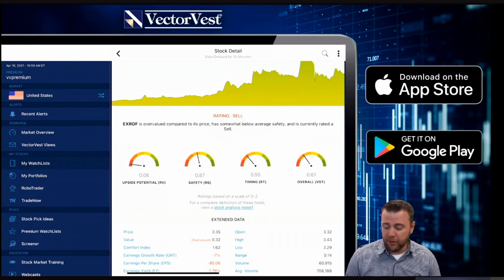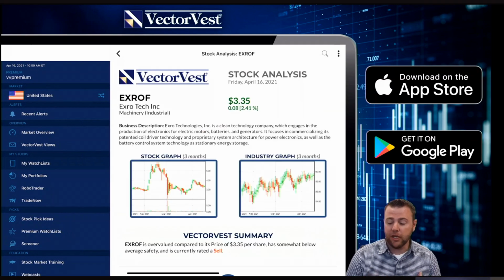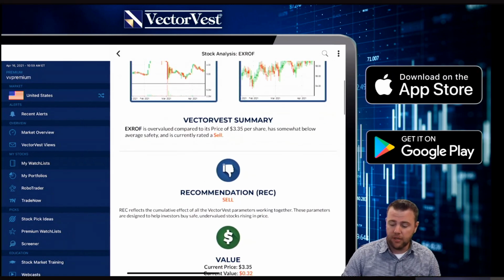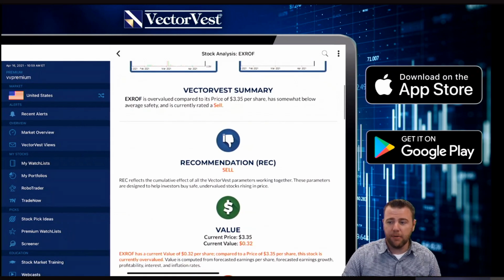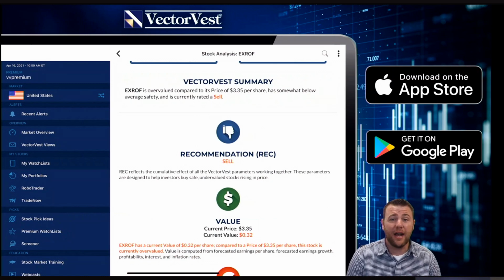So if you're not familiar with the indicators, let's go ahead, take a look at the indicators first and foremost. And this is a stock analysis report. You can find this on any single stock that we track in any of our markets.